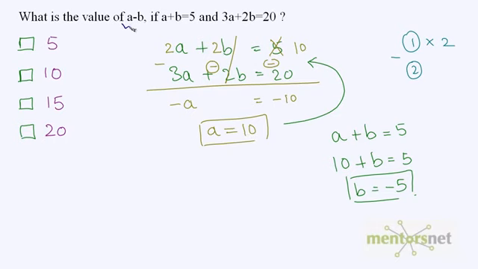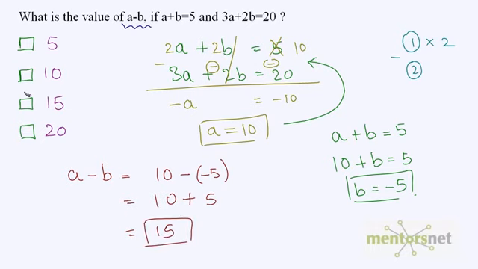But you have been asked the value of a minus b. So what is a minus b? A minus b is equal to 10 minus of b is minus 5. So that is equal to 10 plus 5, that is 15. So the answer is 15.